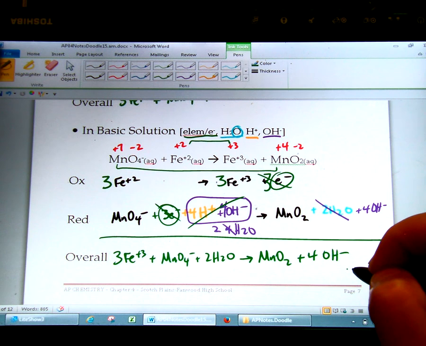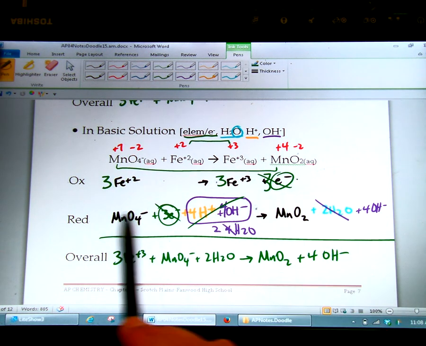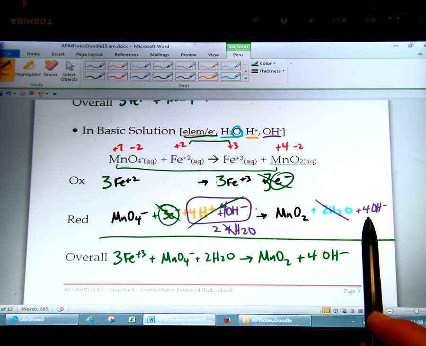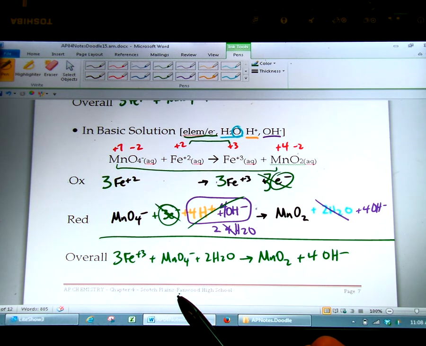It's a little extra work. The only use for this method is if they specifically ask you for an oxidation half reaction or a reduction half reaction. You do each one separately and still follow the same steps that we learned in balancing the regular reaction.